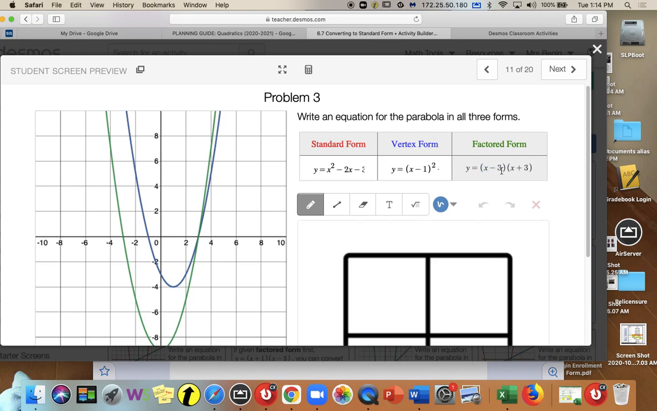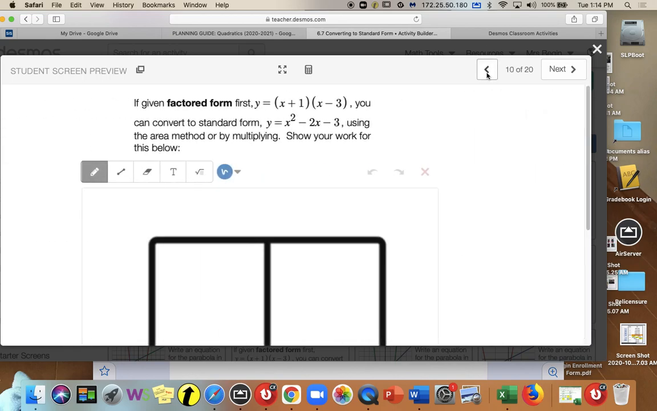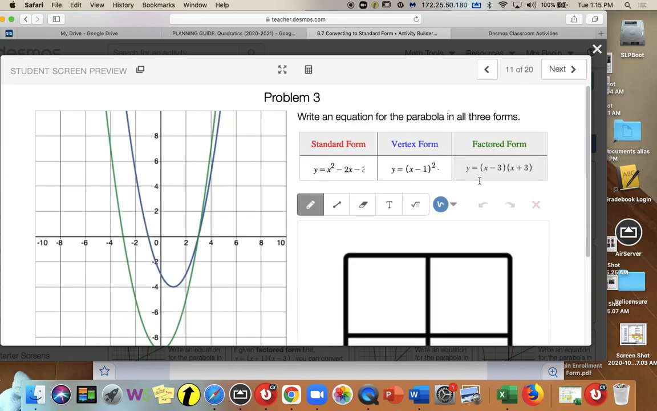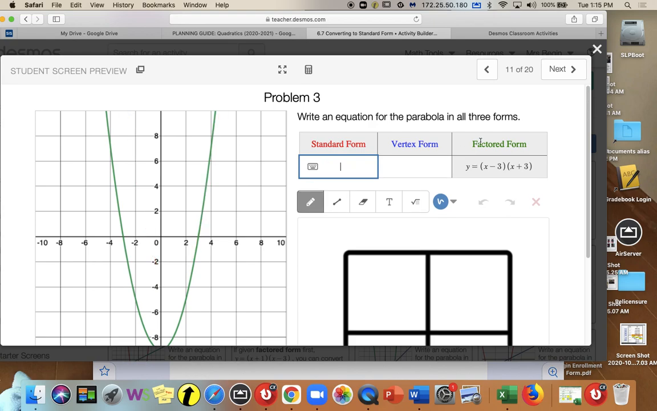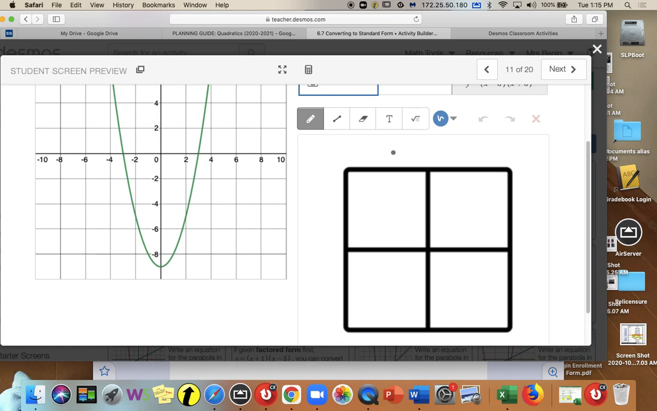Oh, okay, so this one is not relating to the previous problem. This is its own separate problem. I apologize. Okay, so this one's a new graph. They wanted us to change from factored form to vertex and standard. So we do have to multiply this out. All right, so let's do that.